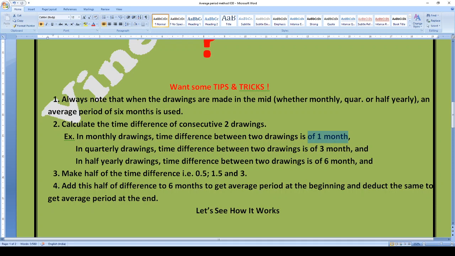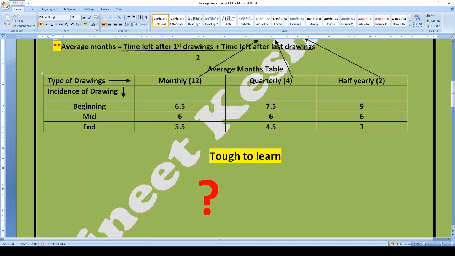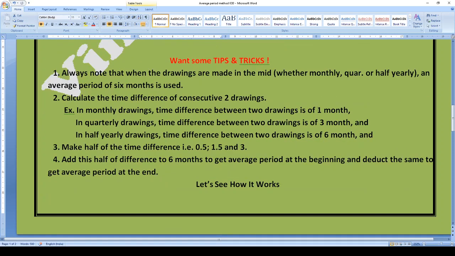So first of all, what you have to note is that if the drawings are made in mid, 6 months are to be used. And next thing, for learning how to calculate the average period at the beginning or at the end, there is a trick. You have to simply calculate the difference between two drawings. In case of monthly drawing, it is 1 month. In case of quarterly drawing, it is 3 months. And in case of half yearly drawing, it is 6 months. Make half of that time difference: half of 1 month is 0.5 month, half of 3 months is 1.5 months, and half of 6 months is 3 months.